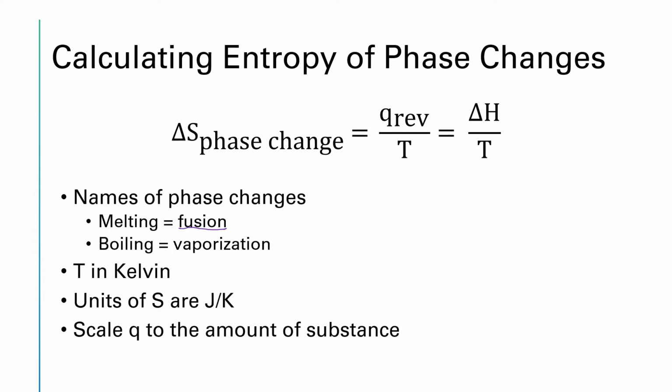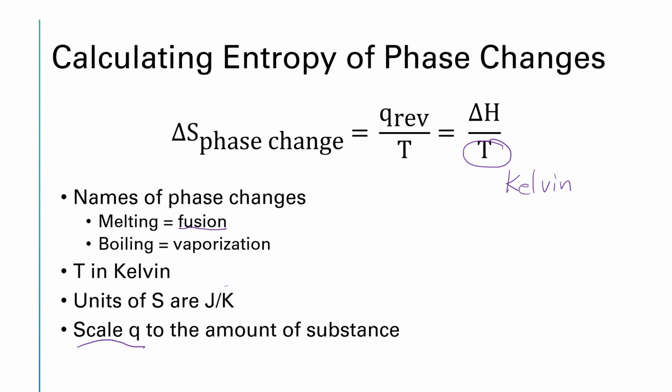A couple of usage things here in this equation. T has to be in Kelvin, and also we may run into some weird unit conflicts. The units of S, or entropy, very standardly are joules per Kelvin, but delta H is often given as kilojoules, so we may want to change that to joules to have a better number to work with. And then the other trick that we'll sometimes have to do is to scale the heat, the delta H, to the amount of substance.